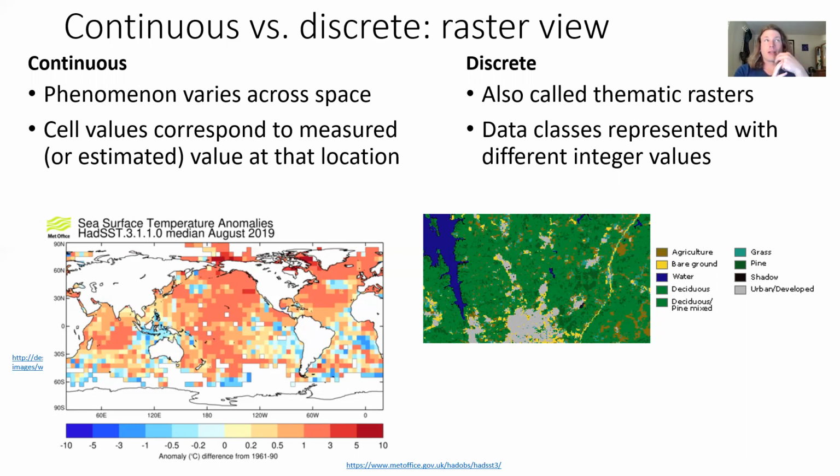But raster data can also represent discrete entities, so these are sometimes called thematic rasters. And this is where the value is discrete, so it can only take a set number of values, but it's continuous over space. So a good example is land cover. Everywhere within a certain range has a land cover type, but there's only a discrete number of land cover types. So agriculture, deciduous, pine trees, etc. So even though it's continuous across space, the actual values themselves are discrete.